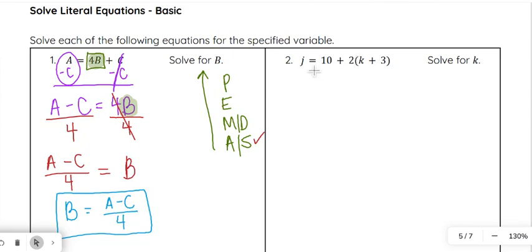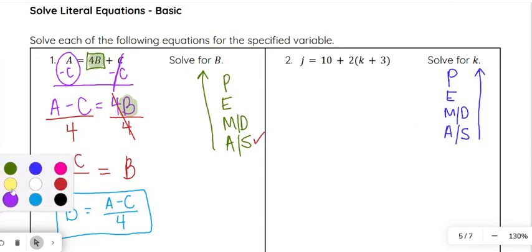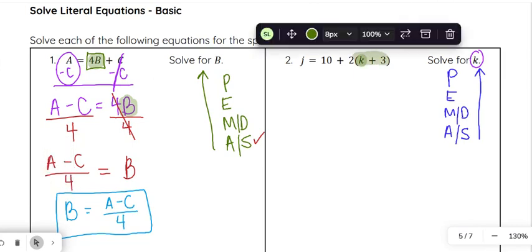Let's take a look at number 2. So J equals 10 plus 2 times K plus 3. I'm going to write out my order of operations again so that I can remind myself. And we're going to start from the bottom and work our way up. So our first goal is to figure out what letter we need to get by itself. In this case, it's K. Now, K is within the parentheses, K plus 3, so we're going to have to start by getting this set of parentheses isolated first.